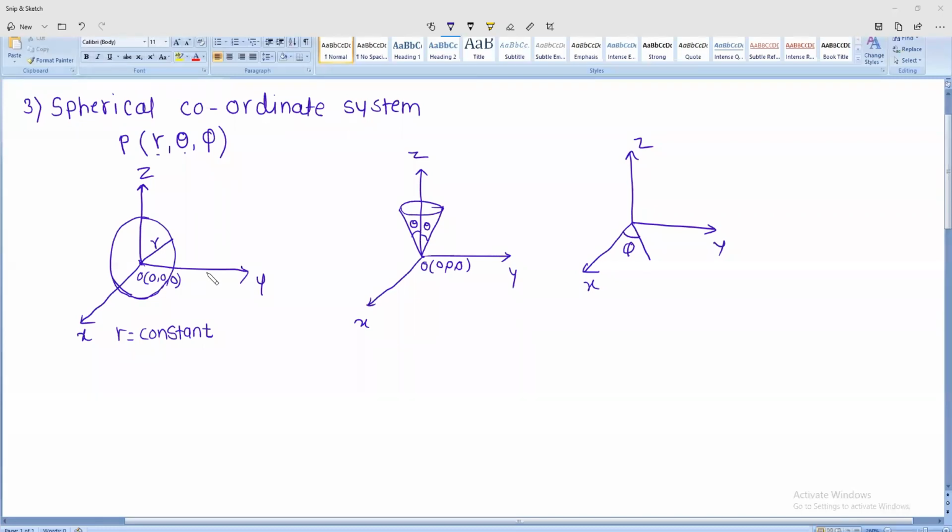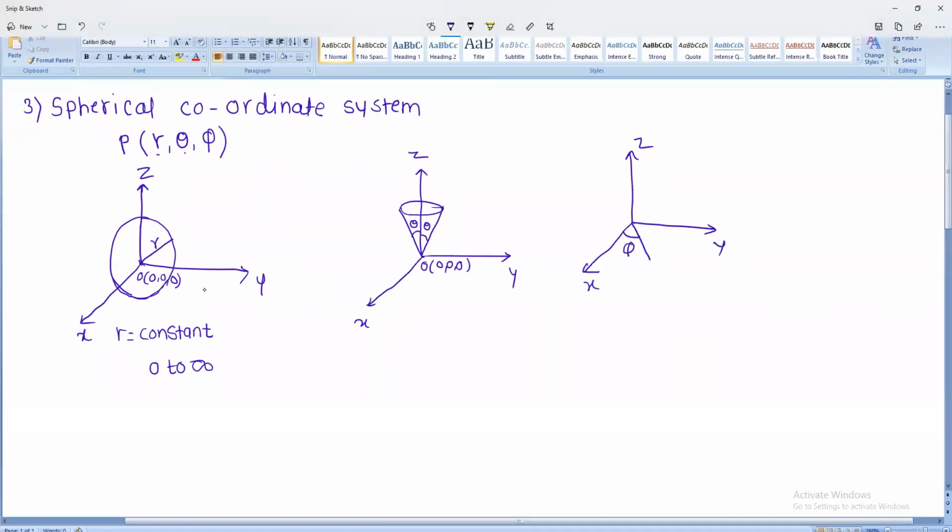Is the radius starting from minus infinity? Tell me, is the radius of a sphere starting from minus infinity? Yes or no? No, 0 to infinity. Then it will surely start from 0, right? It starts from 0, but it will go to infinity. We can't imagine the size of the ball, so we can increase it from 0 to infinity. So if r is equal to constant, then the radius of the ball increases from 0 to infinity.